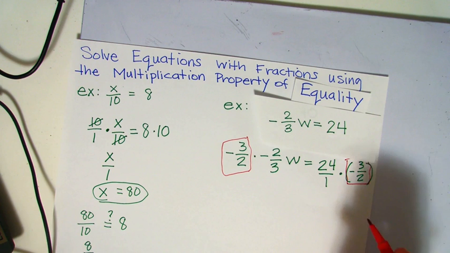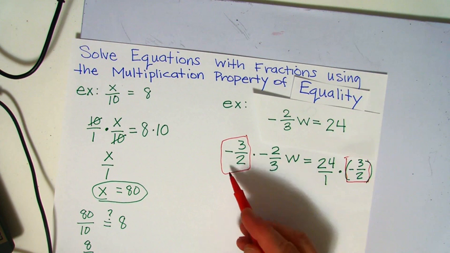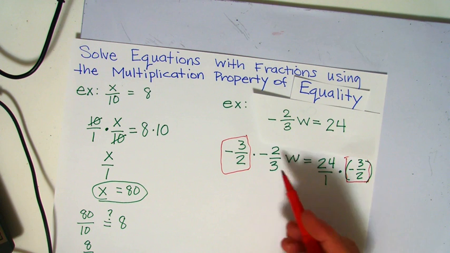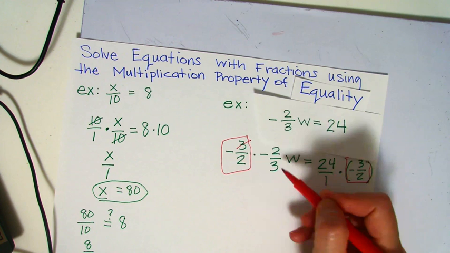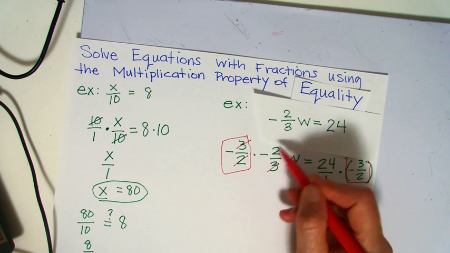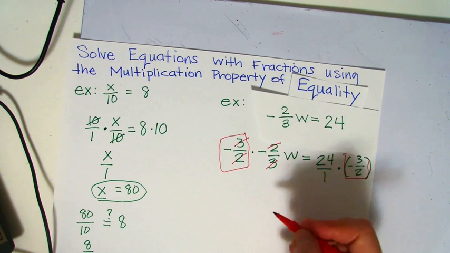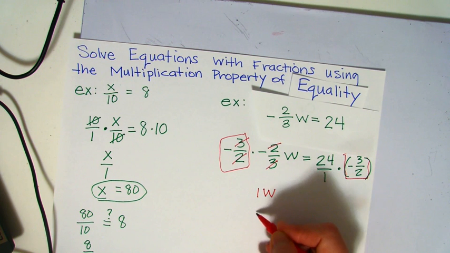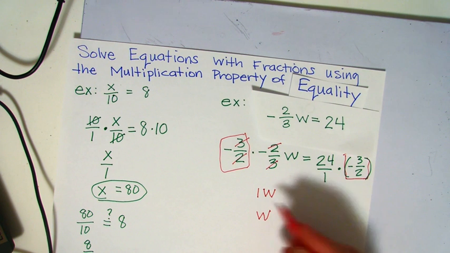Now we're going to reduce. Remember that when we multiply a negative to a negative, we're going to get a positive. And we can cancel out each of the terms diagonally. That's going to leave us with a positive 1w, or w, since we don't write the 1.